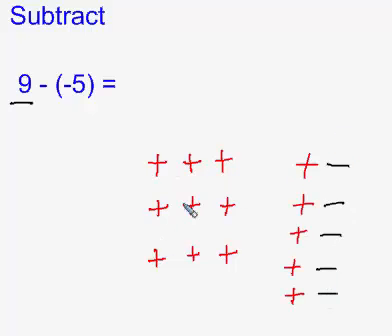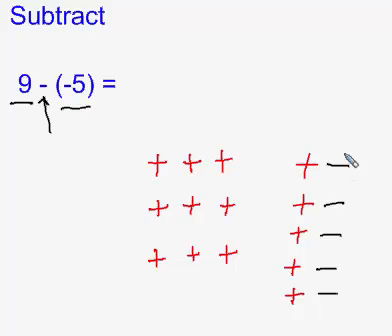So here I have it. Here's my 9 positive chips. I introduced 5 positive negative pairs, if you will. 1, 2, 3, 4, 5. Having done so, I haven't changed the value of my expression. I still have 9 positive chips, and I essentially added 0 multiple times.